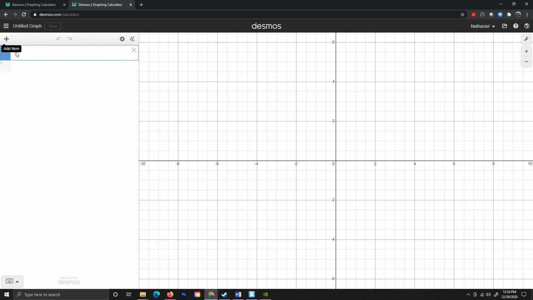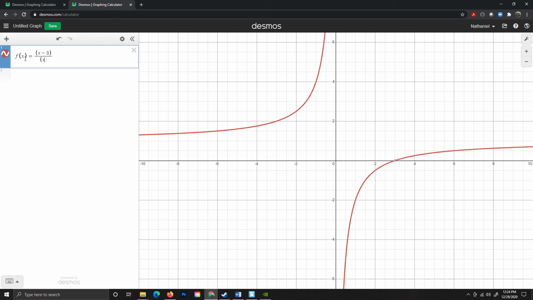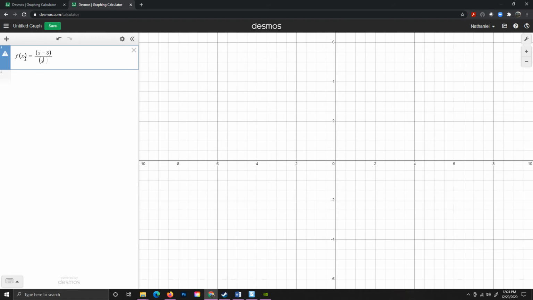So the first thing we're going to do is type in that function. We'll go f of x is equal to, we'll put parentheses around it. So we'll go x minus 3, and then divided by x, and then shift up arrow to get our squared in there. Press our right arrow key, and hit minus 9 parenthesis there.